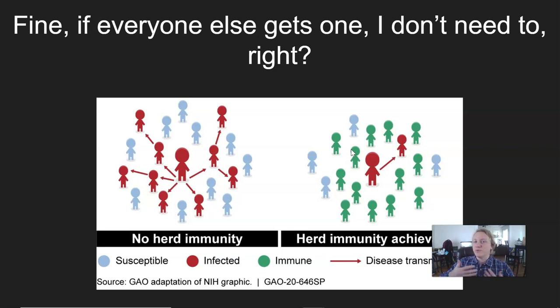And if you allow more people to be infected with it, it's going to allow that evolution to take place even faster. So even if everybody else is getting one, you still need to get one. We are attempting to achieve herd immunity.